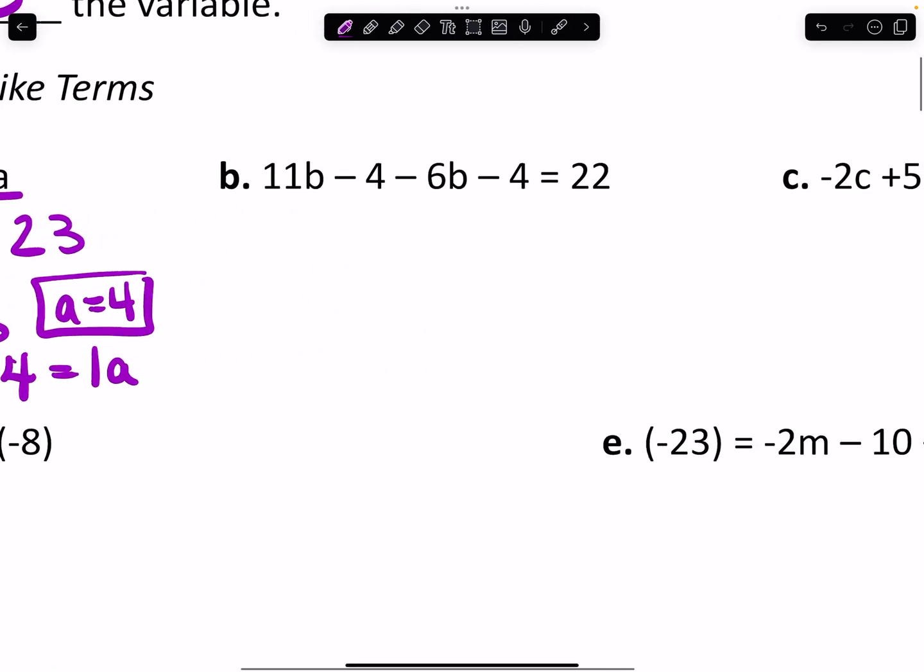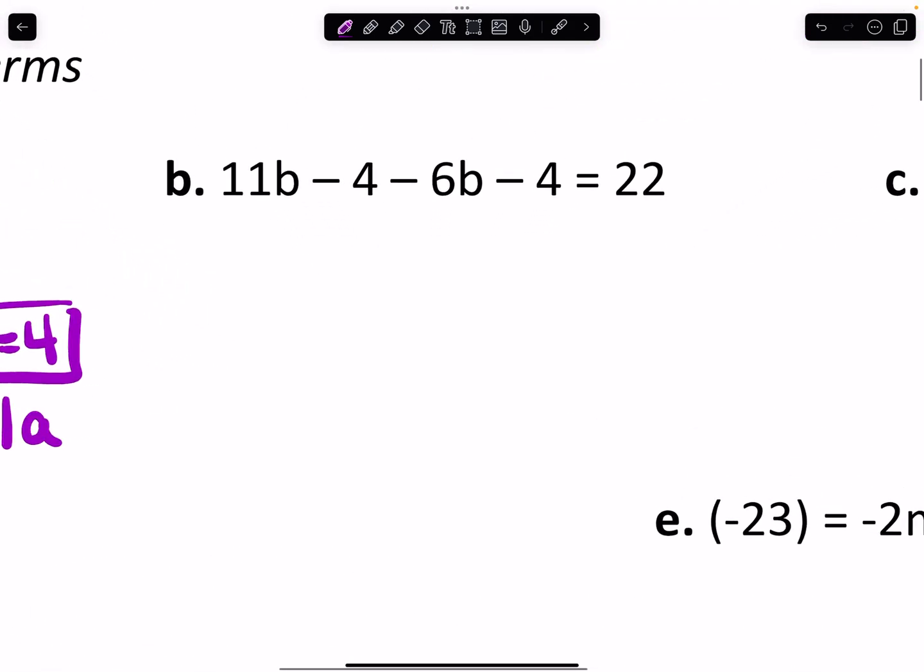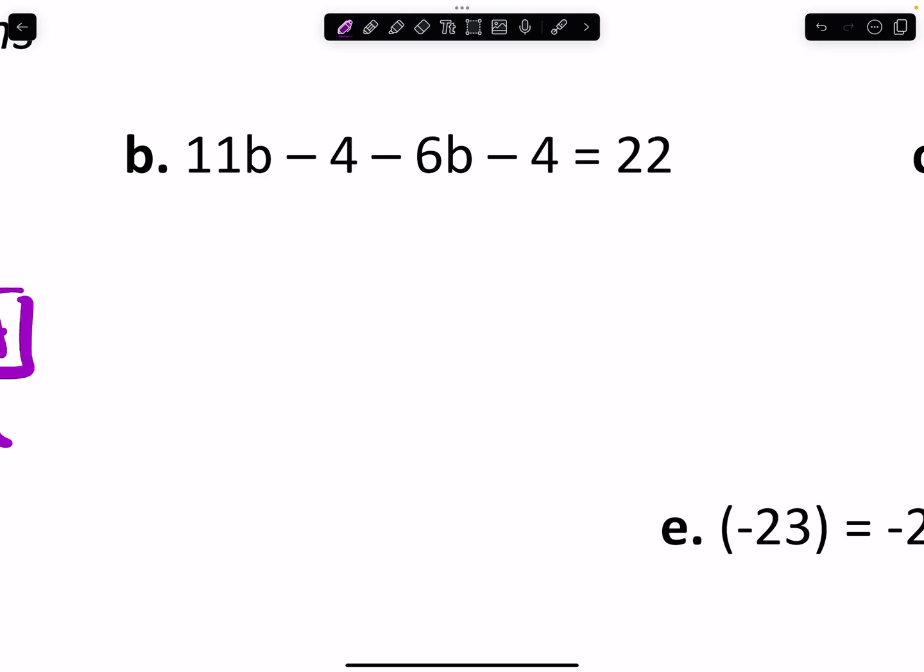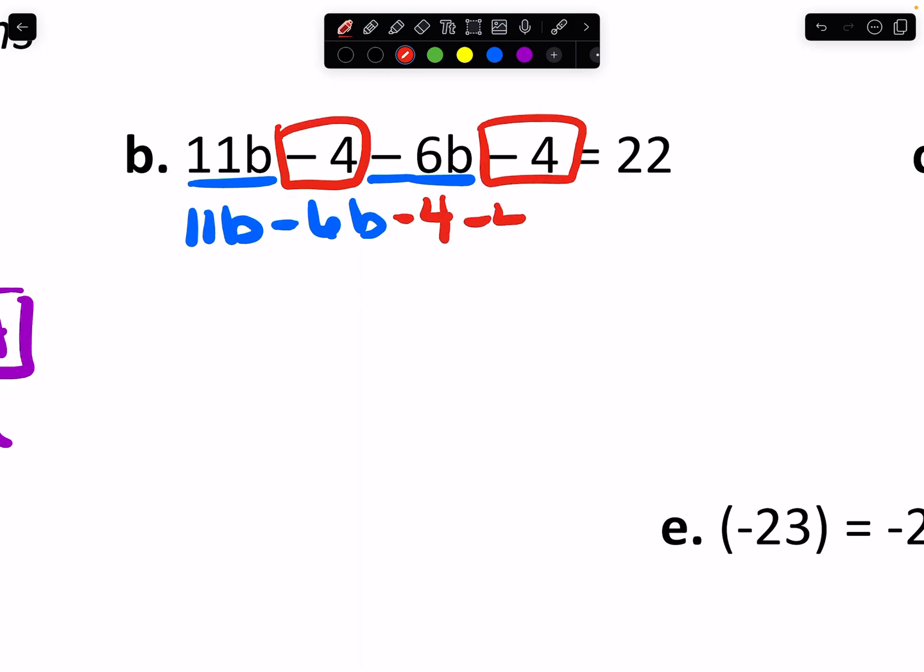The next one, we'll do b, and then I'm going to let you have some time to practice the other ones by yourselves and use this video to check if you're right. So I'm going to do the same thing. I'm going to combine my like terms, making sure that the operation in front of them follows. So 11b minus 6b. Then you have minus 4 and minus 4 equals 22.